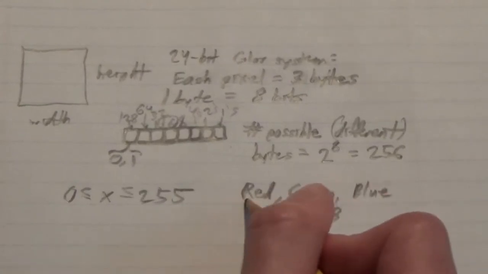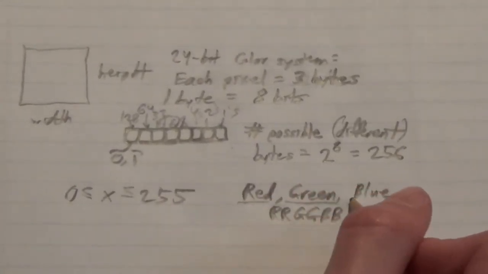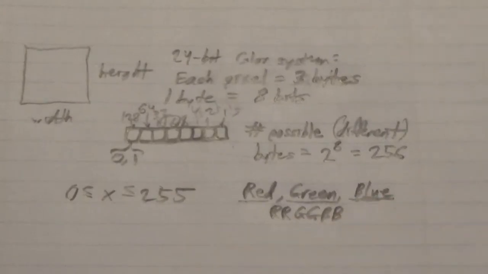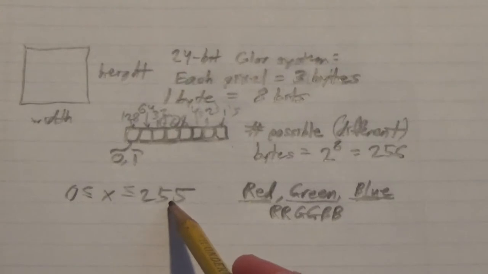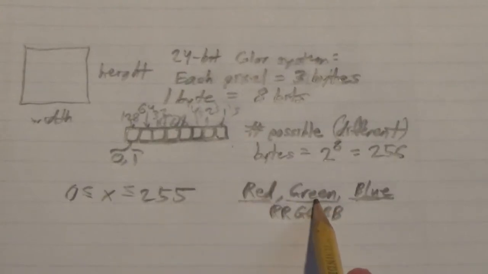And of course, each of these basic colors is given 1 byte of storage, which explains why the number composing red can go up to 255. The number of green is independent of that. It can also go up to 255. Blue can also be up to 255. So this is very interesting, how we can encode the color of a pixel in just 3 bytes.